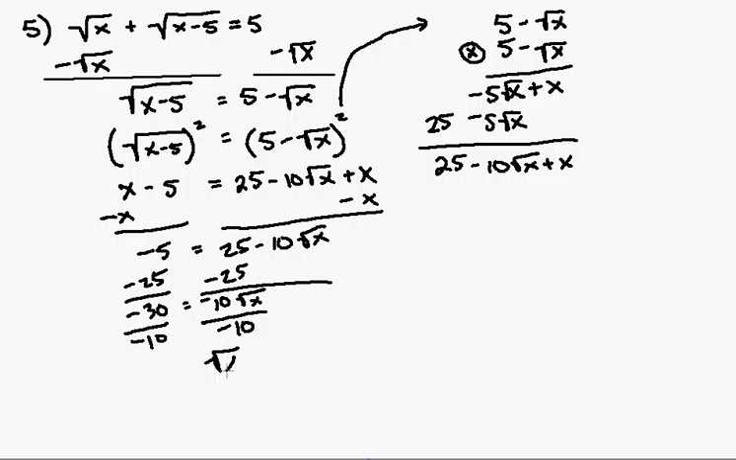So now I have the square root of x is equal to 3. And to get rid of a square root, I square it. So I go the square root of x squared is equal to 3 squared, and I wind up with x being equal to 9. That's number 5.